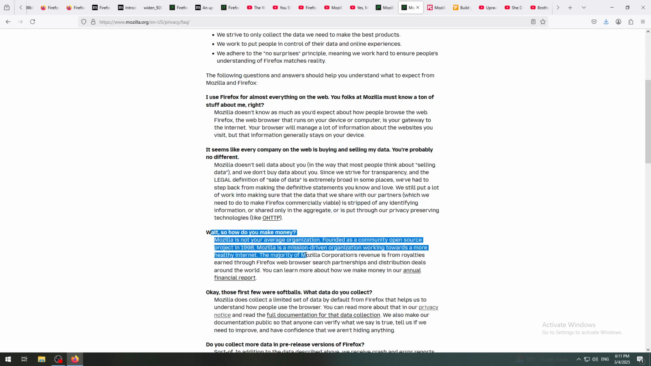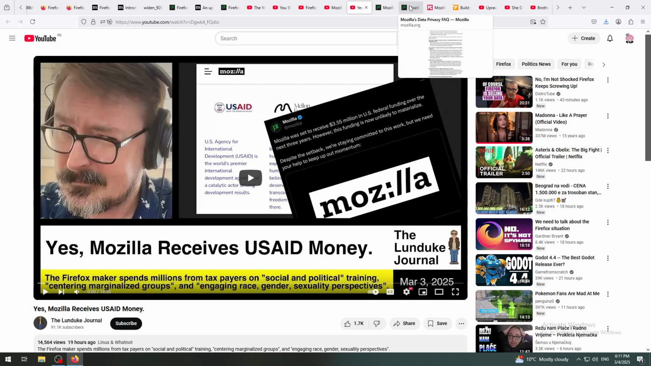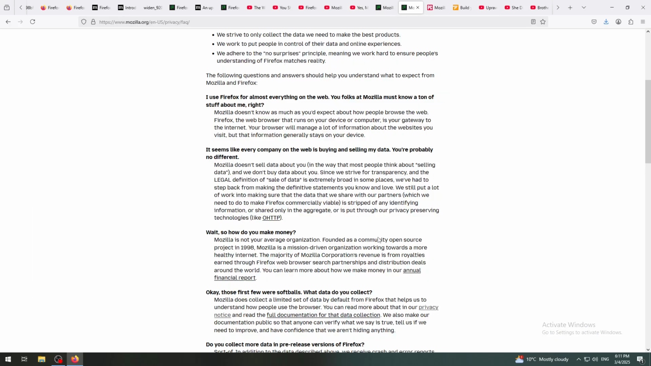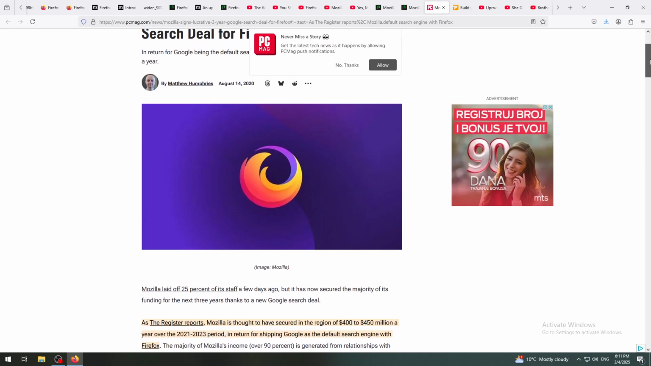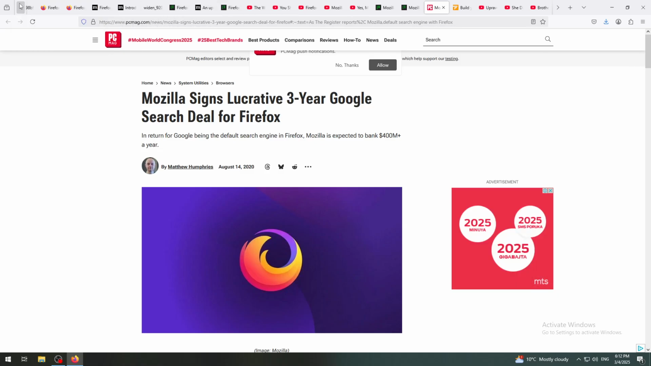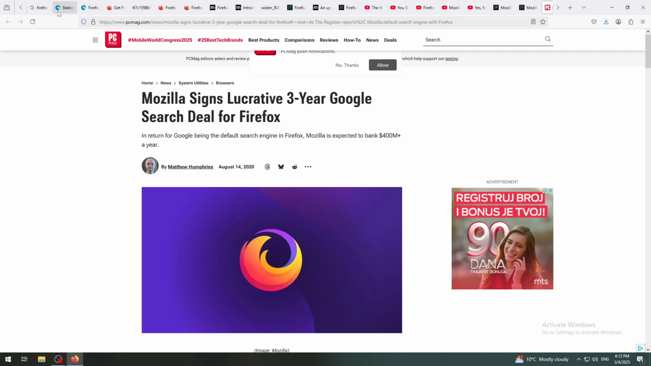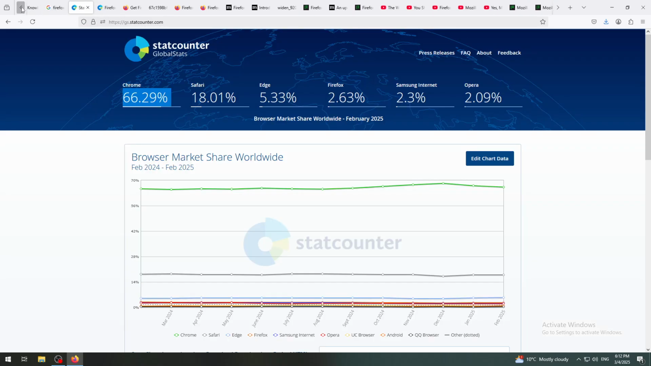But okay, so they explained that, right? So how do we make money? We're founded as a community open source in 1998, mission driven. They explain everything, but just saying the biggest money and so on. How do you get it? Or also, like this guy said here, USAID money and so on. So long story short, again, this was about finances and how all of those companies are more or less the same, or they work by the same agenda and aims and goals and so on.